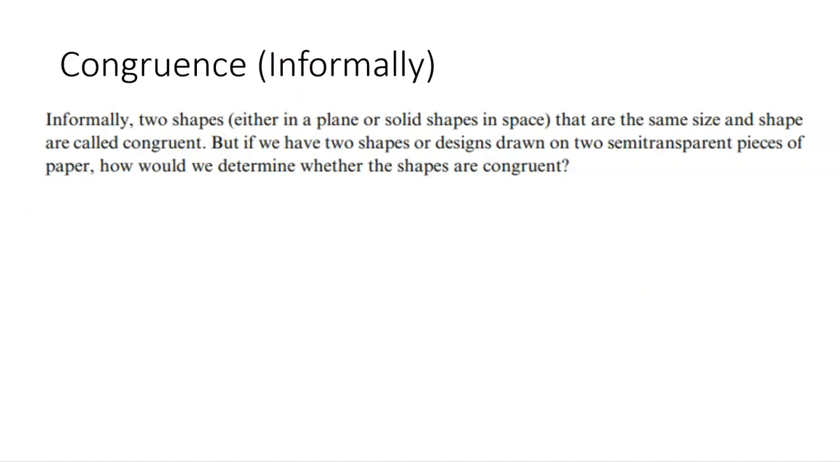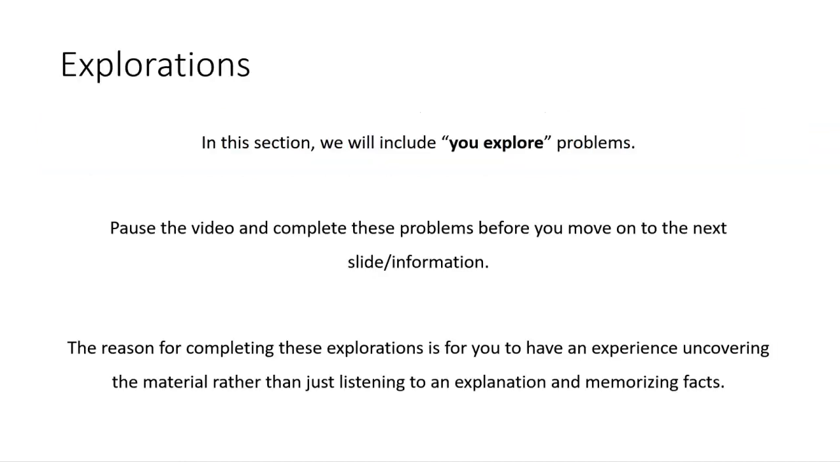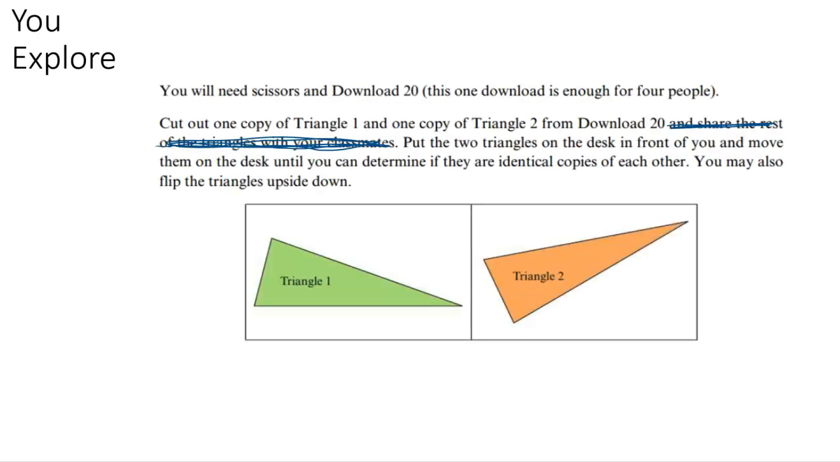So informally, we say that two shapes are congruent if they are the same size and the same shape. But what if we have two shapes or designs drawn on semi-transparent pieces of paper? How would we determine whether they are congruent? So let's do an exploration here. There's a download that you can grab, or maybe you want to cut it out of the slides, and you're just going to move these two triangles out in front of you and see if you can determine if they're identical copies.